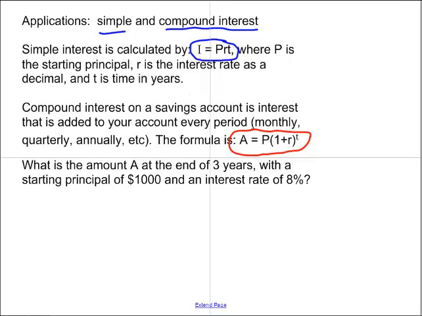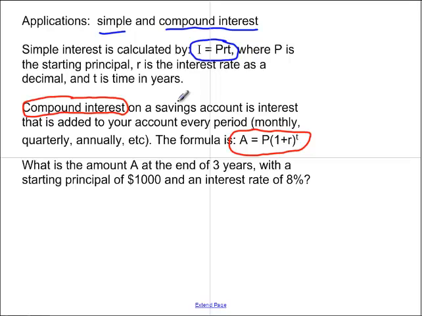Compound interest, though, is what we're going to talk about, because compound interest uses this formula, including that to the tth power. Here's our exponent that we're going to talk about. Compound interest is something that you get from the bank. Usually it's from the bank, but it could be from any bonds or stocks that you own, things like that.